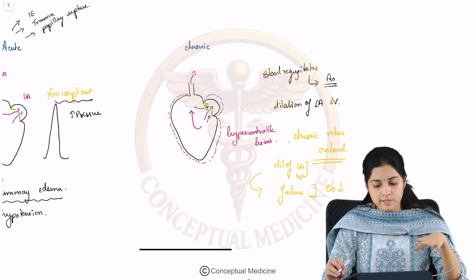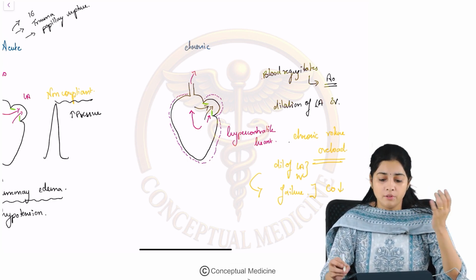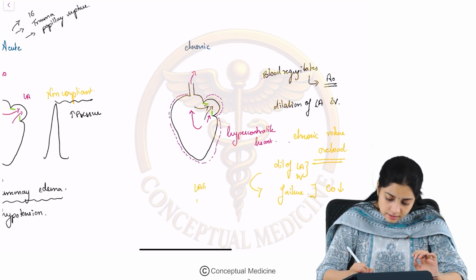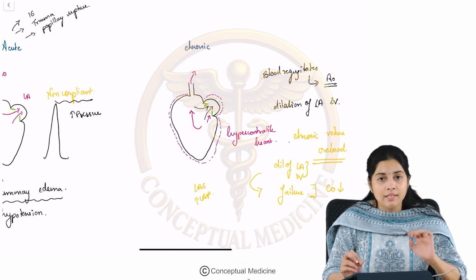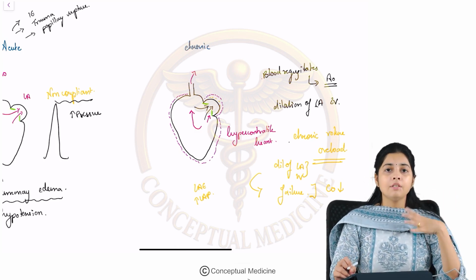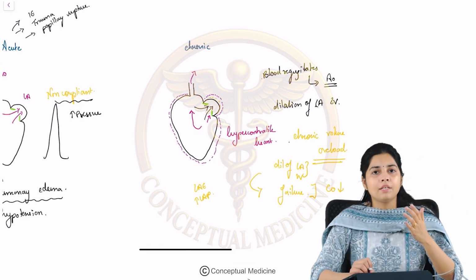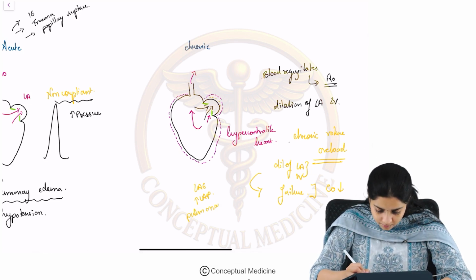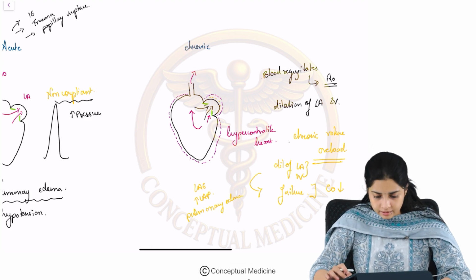The LA and LV cannot dilate further, and once there is failure, the cardiac output begins to fall. Also, this chronic volume overload results in left atrial enlargement and increased left atrial pressure, and this increased left atrial pressure can cause pulmonary venous congestion and pulmonary edema.